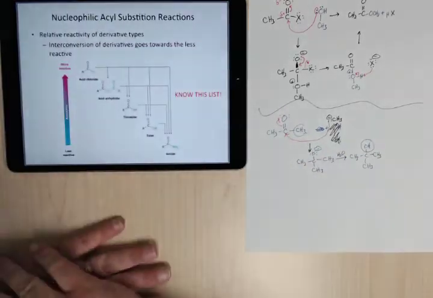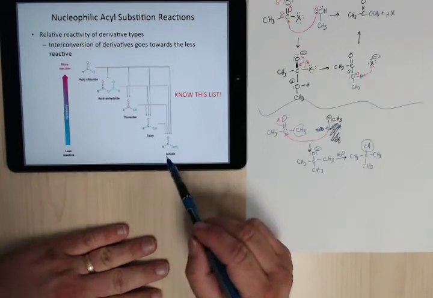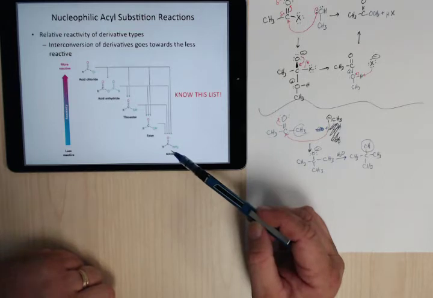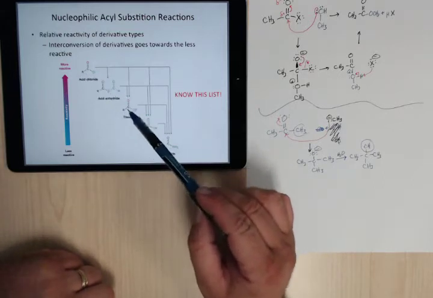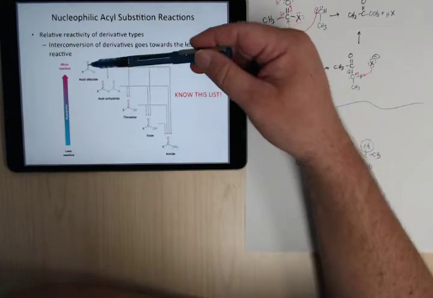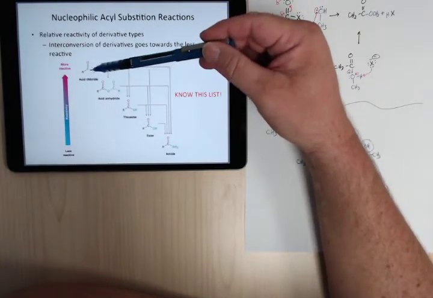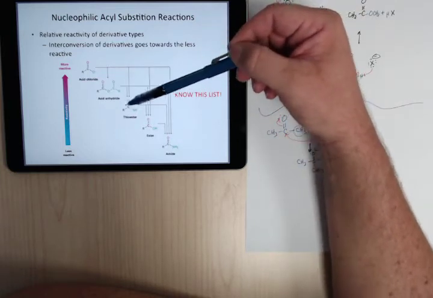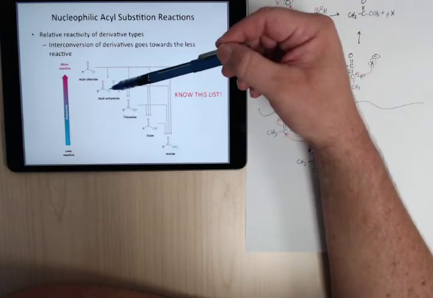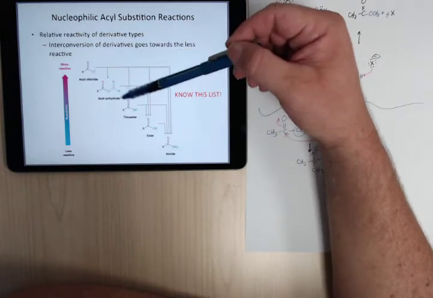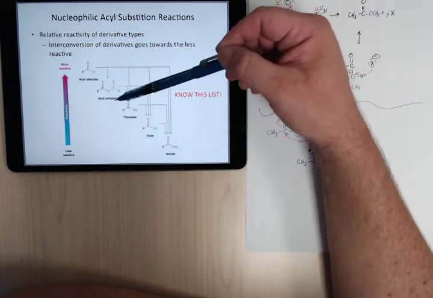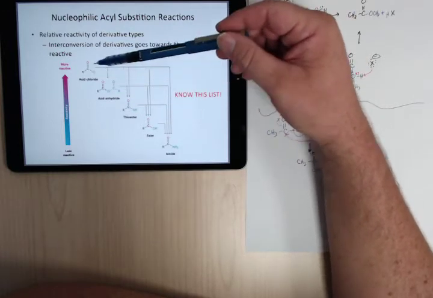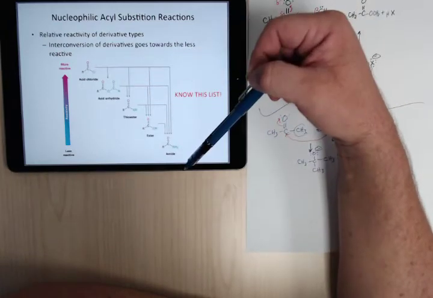Now for all the other reactions, you're going to need to know this list. Acid chlorides are the most reactive, amides are the least. So the order goes acid chloride, anhydride, thioester, ester, amide. What this is saying is that acid chlorides can make all of the ones below them. Anhydrides can make thioesters, esters, and amides, but they can't make acid chlorides. You can make things that are below you, but you can't make the things that are above you. So thioesters can make esters and amides, but not anhydrides and acid chlorides. And so it wants to go downhill.